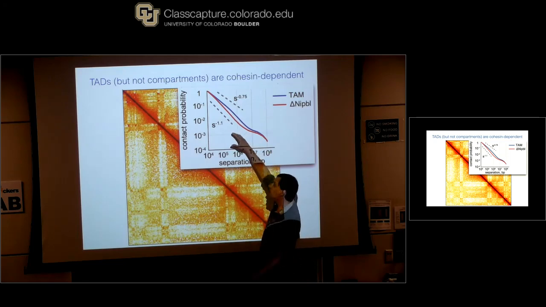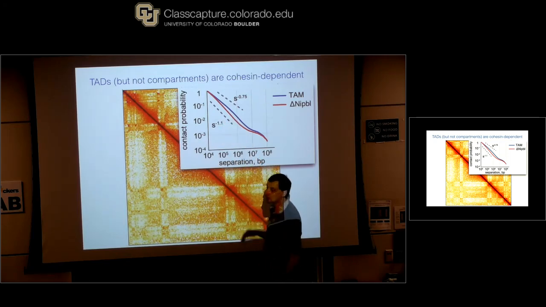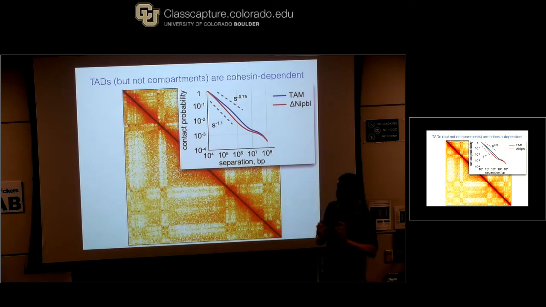So you ask me, what's universal? Do we have some idea about these different regions of this curve? And indeed, for very short range, the shoulder disappears. So the shoulder is completely induced by loop extrusion.